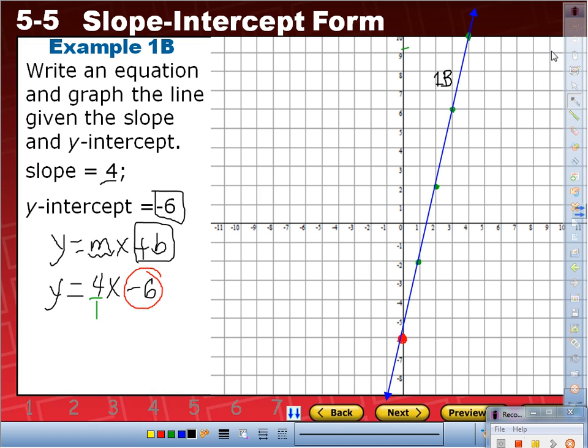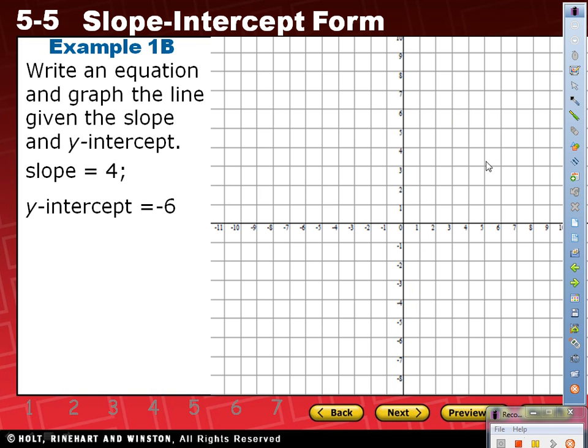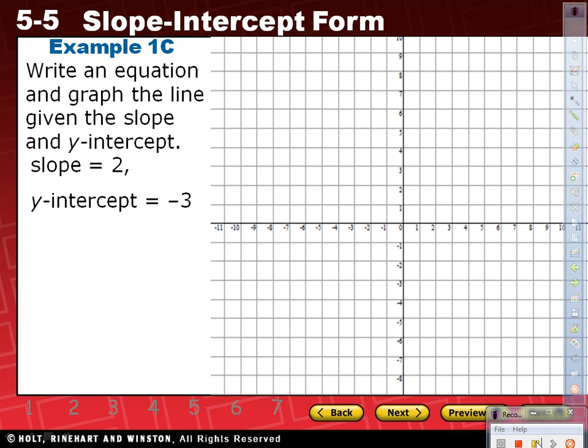Let's do this next one. Example 1C on the same graph. You have space on the left side, do that on the left side, if not on the right side. Here we go. Copy that, please. Example 1C. Slope is 2, y-intercept -3. Write your equation and graph your line. Go.